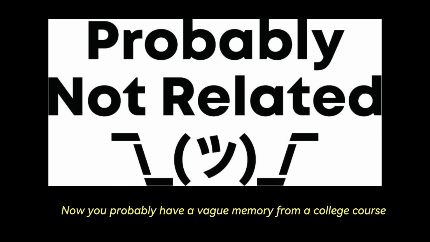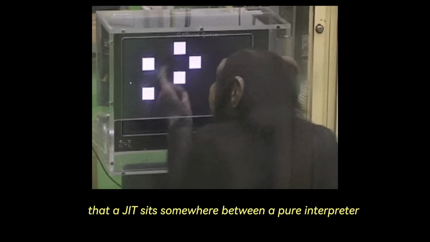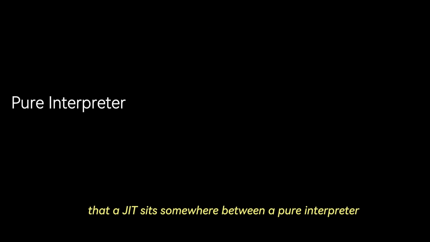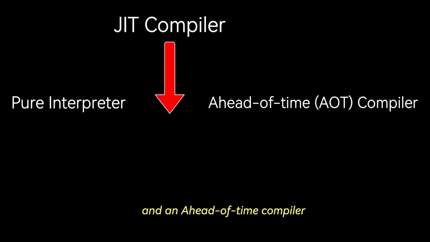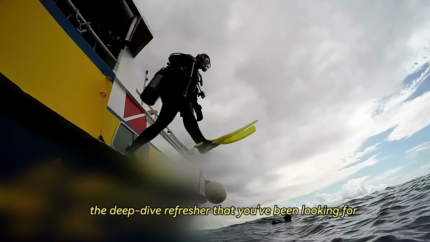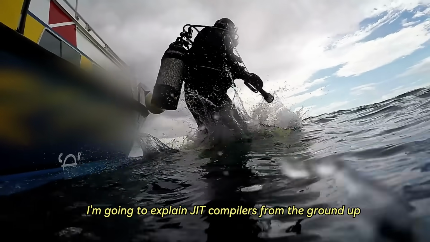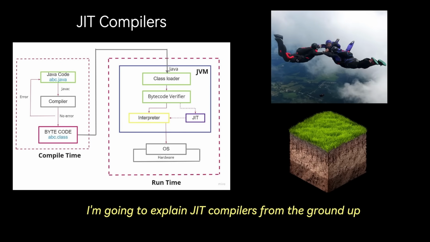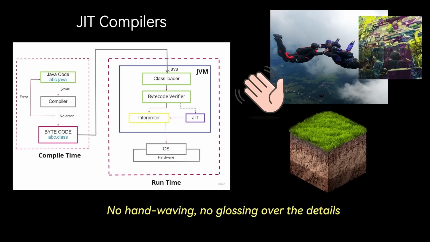Now, you probably have a vague memory from a college course that a JIT sits somewhere between a pure interpreter and an ahead-of-time compiler. And that's correct, but it's a surface-level take. In this video, I'm going to give you the deep dive refresher that you've been looking for. I'm going to explain JIT compilers from the ground up. No hand-waving, no glossing over the details, let's get into it.